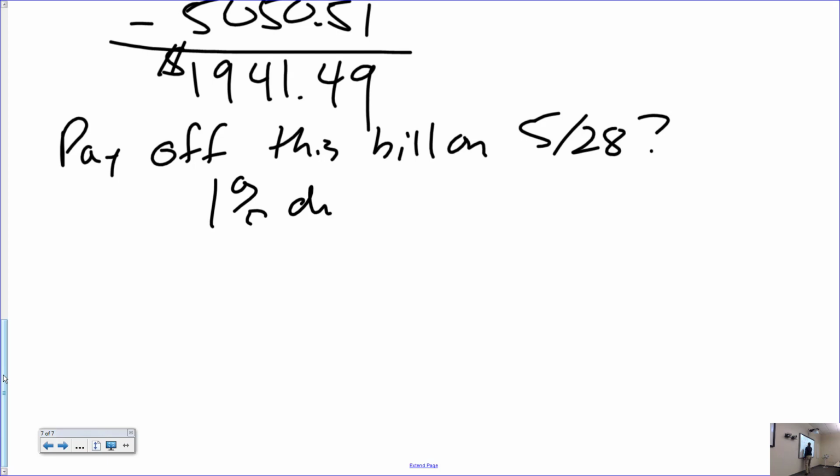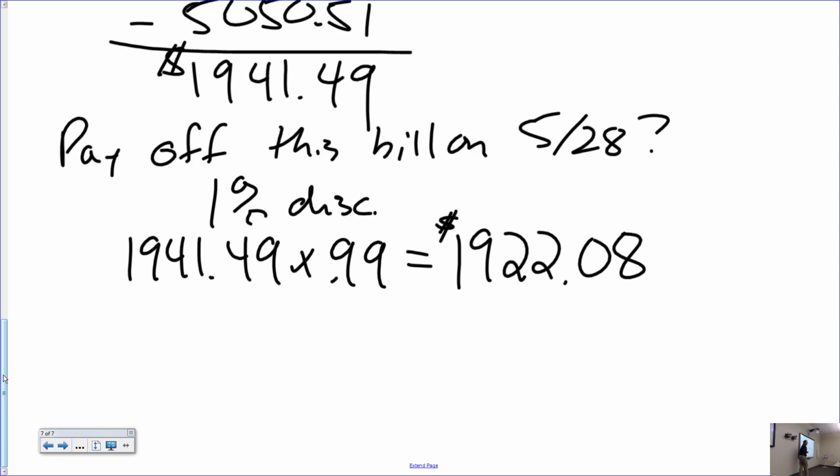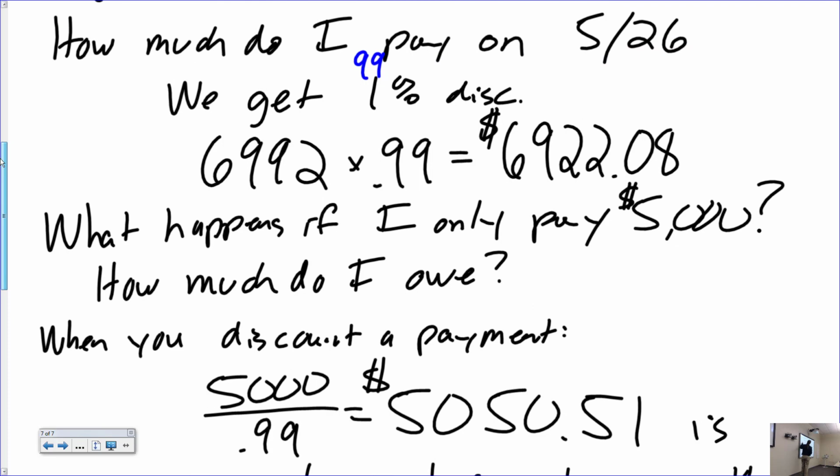So to figure out how much we owe, times 0.99. 1941.49 times 0.99 is 1922.08. And nicely enough, folks, what do you notice? $5,000 plus $1,922.08, what does that equal? 6922.08. If we'd have just paid it all in one fell swoop, we could have paid this, but we had to pay it in installments because my boss was a dork, right?